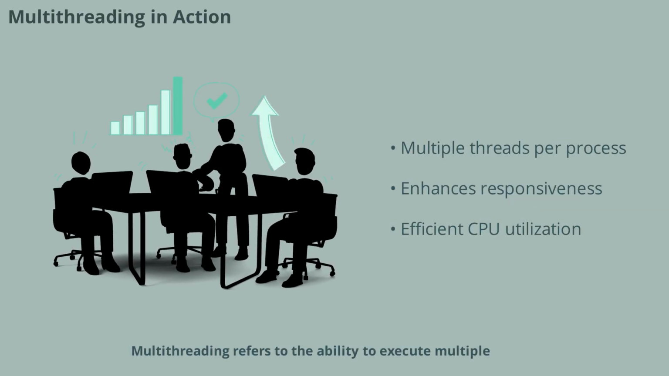Multithreading refers to the ability to execute multiple threads within a single process at the same time. For example, a web browser can use multithreading by having separate threads for rendering pages, running JavaScript, and handling user input. This makes the browser more responsive and efficient. By breaking down tasks into smaller threads, multithreading maximizes CPU usage and improves application performance.